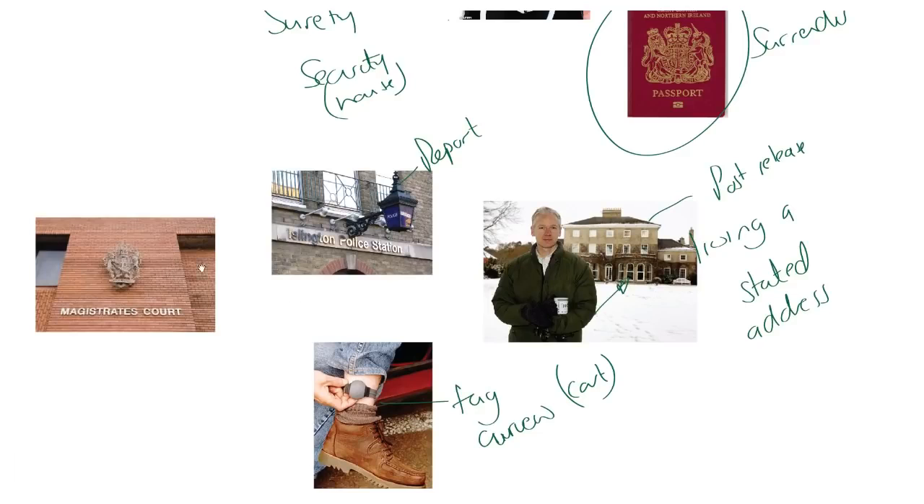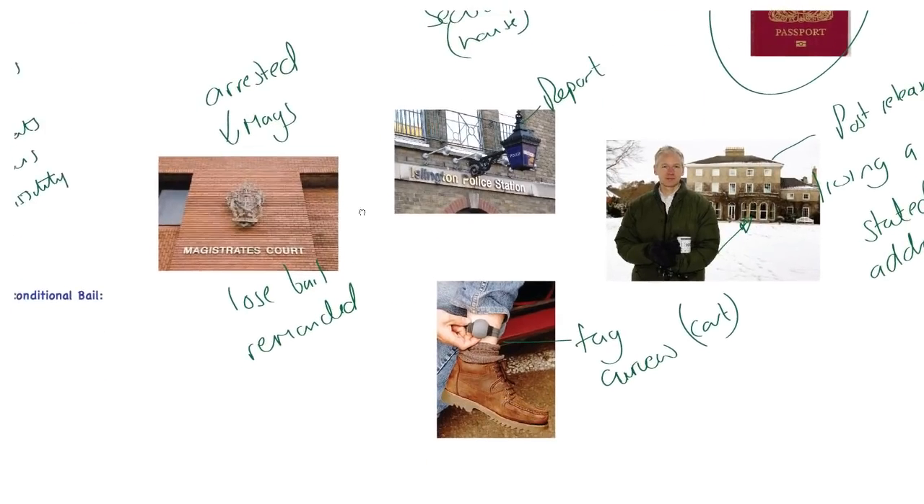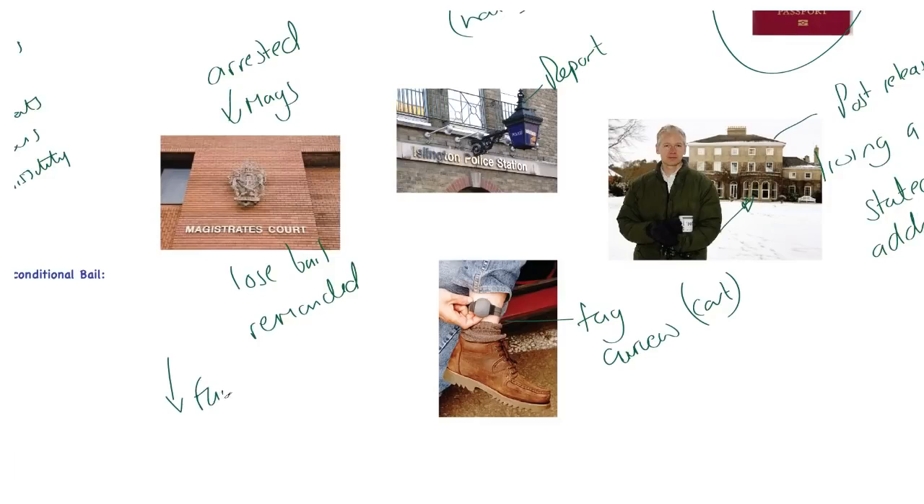If conditional bail is breached, if you breach the conditions, then the defendant is arrested and brought to the magistrates' court. They will lose their bail and be remanded in custody before the court case. If they are on bail and they fail to appear at court, so let's say I've been bailed to appear at court one month from now, and I fail to appear in court one month from now, that is also a prosecutable offence.